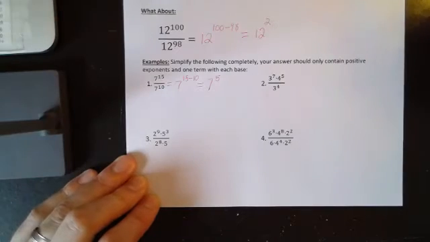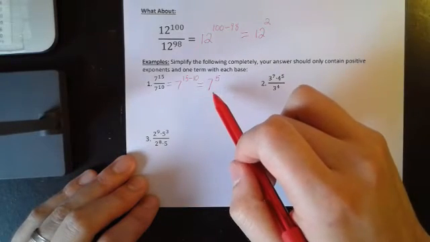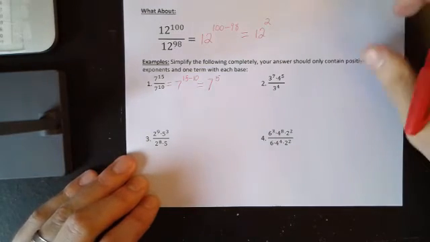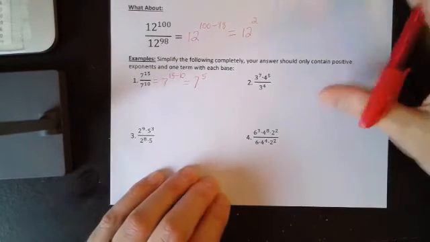Again, since next week we're going to be focused on variable bases, you could definitely leave this as 7 to the 5th. You don't need to evaluate that. Okay, moving on to number 2.